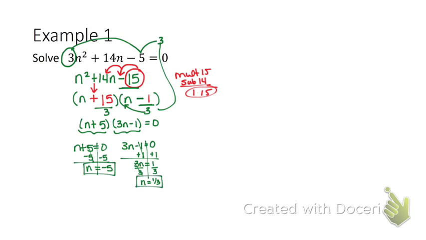How did I know I was going to have 2 solutions? Do you remember? The largest exponent was a square, or 2, so it meant 2 solutions.